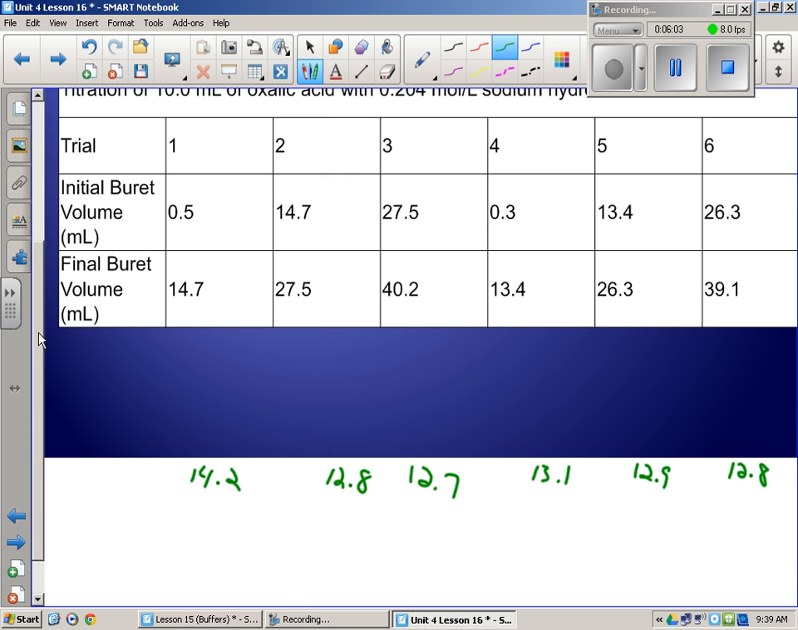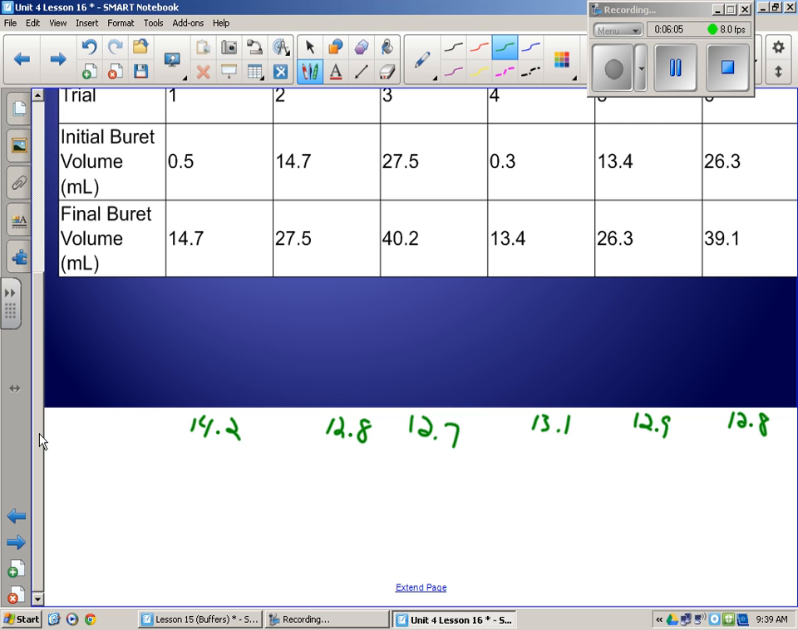How many do I take? Just 3? As many as I can within 0.2, yes? So which ones are within, well, this one's out to lunch here, so we can't use that one. This one here, this one here, this one, and this one, yes? Are all within 0.2, correct? Okay. Those are all within 0.2, yes?